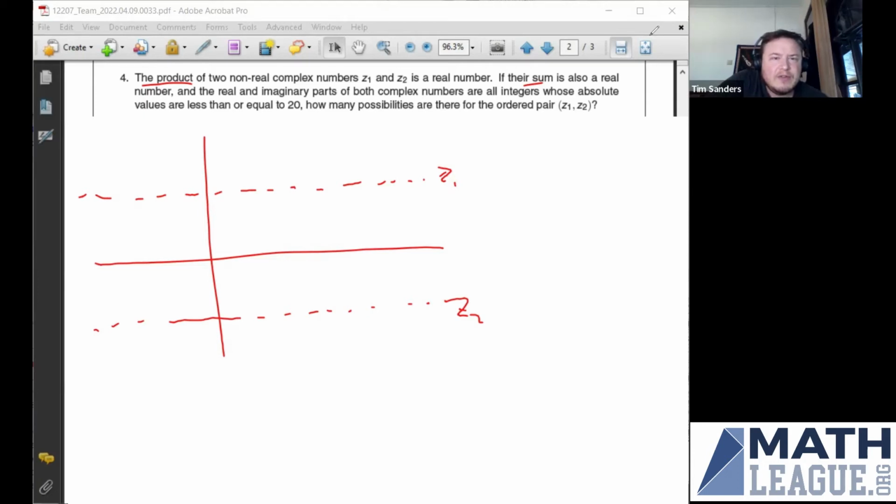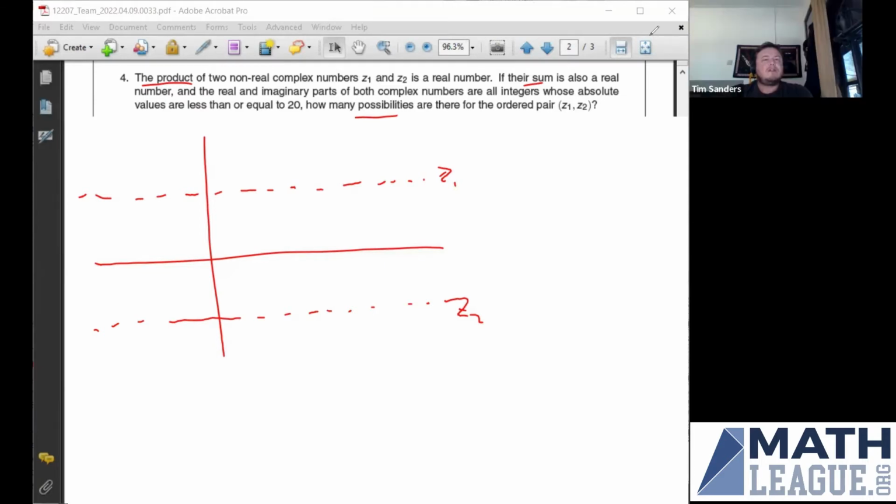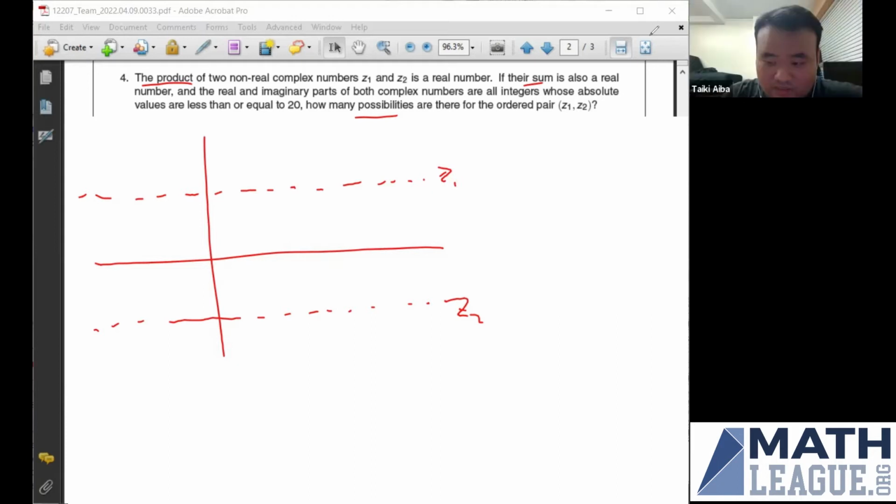All right. So we're basically trying to figure out how many possibilities there are. We're kind of narrowing it down as we go along. The product is real, and we've got this sort of scenario happening. And then we find out that they're Gaussian integers. The real and imaginary parts of both are all integers, with absolute values constrained within a square. And we've got to figure out how many of these there are.